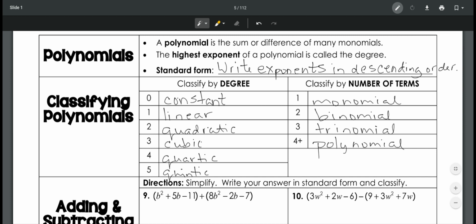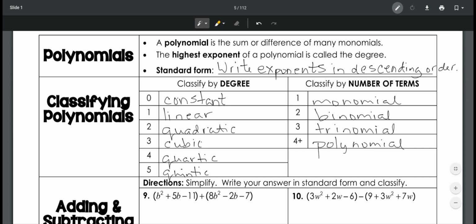Now that only works if there is one variable in the polynomial, meaning that there's no other variable other than x, or maybe your entire problem has the variable y. But if you have a problem that has an x and a y in it, the highest exponent is not the degree of the polynomial. So the highest exponent of a polynomial is called a degree, as long as your polynomial only has one variable throughout the problem.